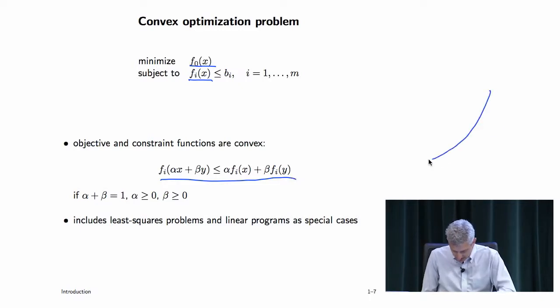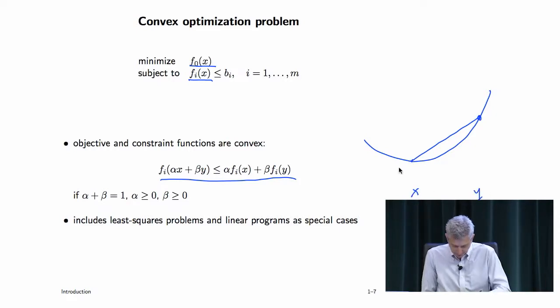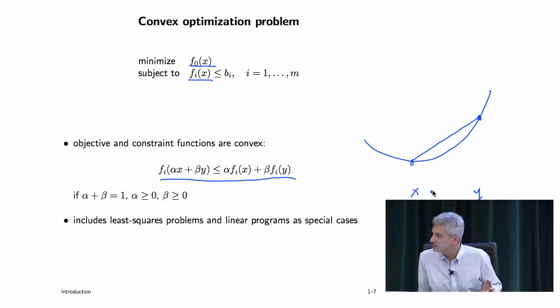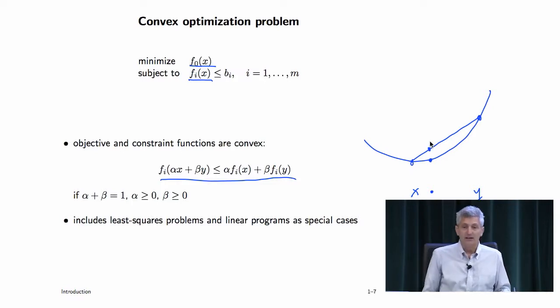And that's basically a picture that looks like this. It says that if you take x here and y here, and if you take some combination like alpha is 0.25, beta is 0.75, and you go here, then if you evaluate the function at that mixture, it is less than just the same mixture of the function values. Or to put it in classical language, you'd say something like this: the chord lies above the graph.